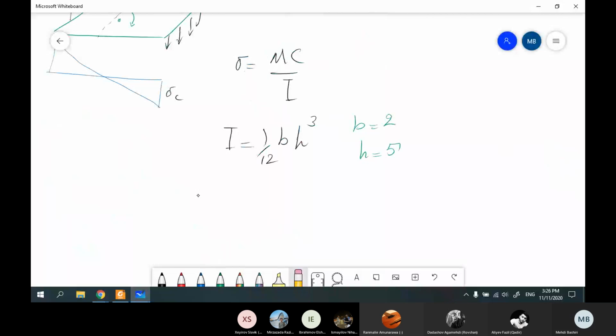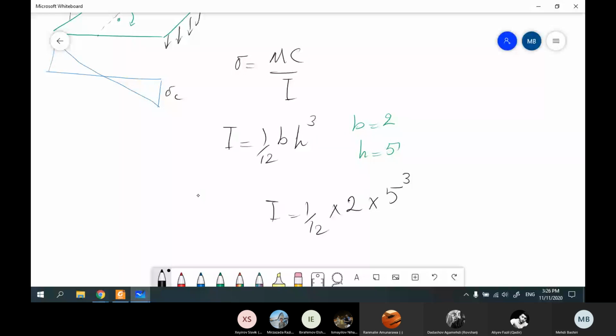So I is 1 over 12 times 2 times 5 cubed. The answer is 20.8, and the dimension is meter to the 4.